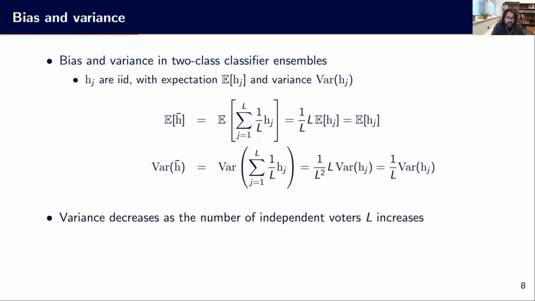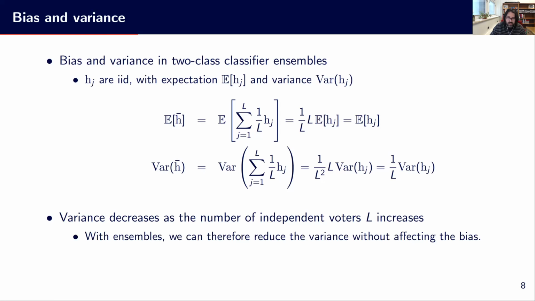So the variance decreases as the number of independent voters increases. So the point is that by just increasing the number of members, we can expect to reduce the variance without affecting the bias. So the bias will stay the same. Given that our models are IID, we will not reach any lower bias, but we will reach much lower variance in our decision, given that we are voting, averaging over many models' decisions. And as such, given that we are able to reduce the variance, the quadratic error, the whole mean square error, least square error will be reduced accordingly.